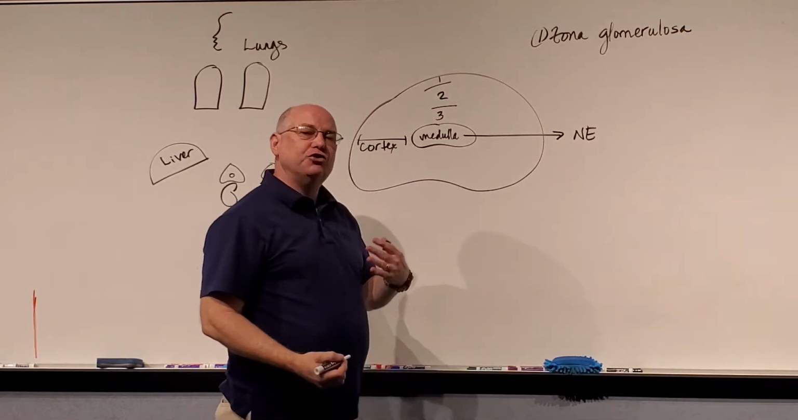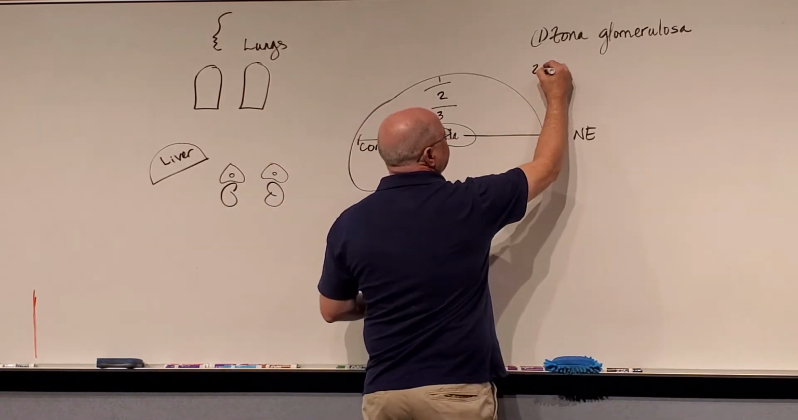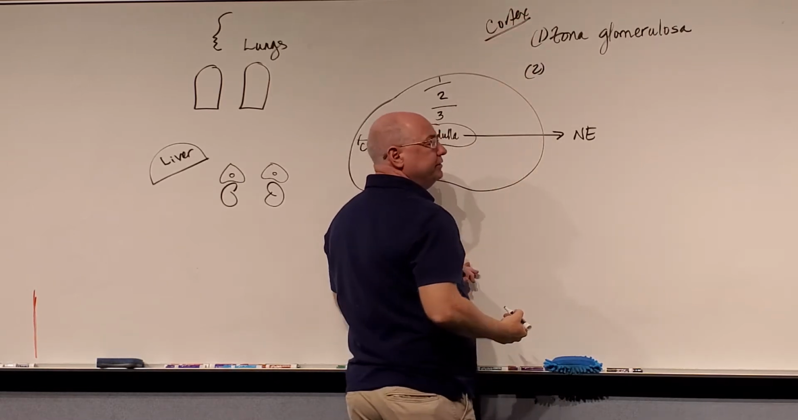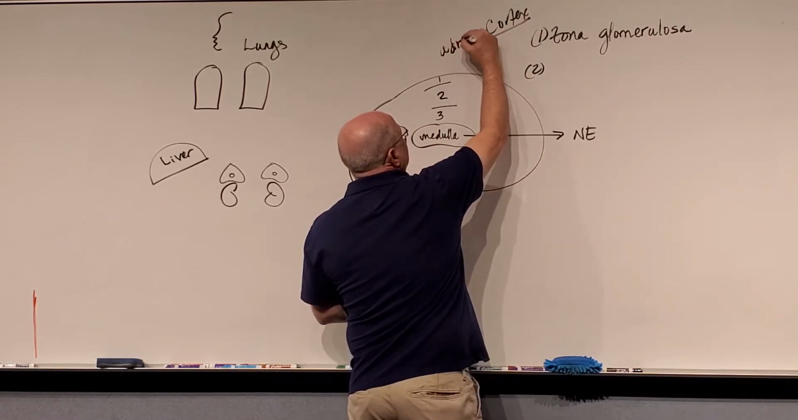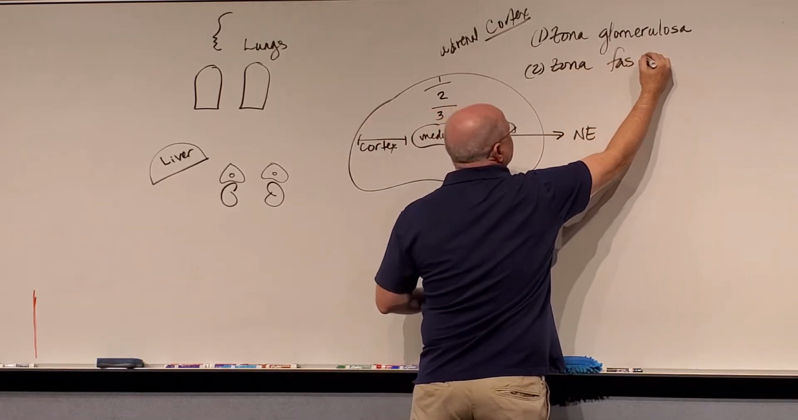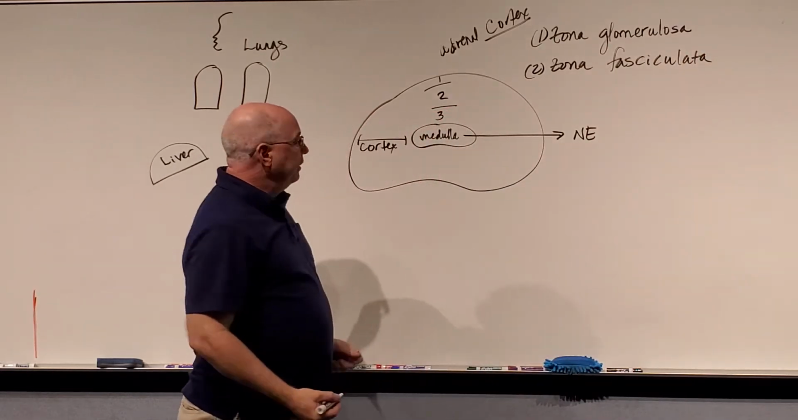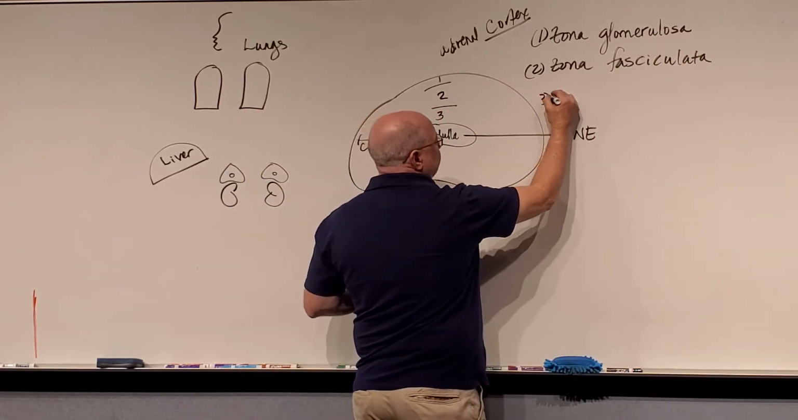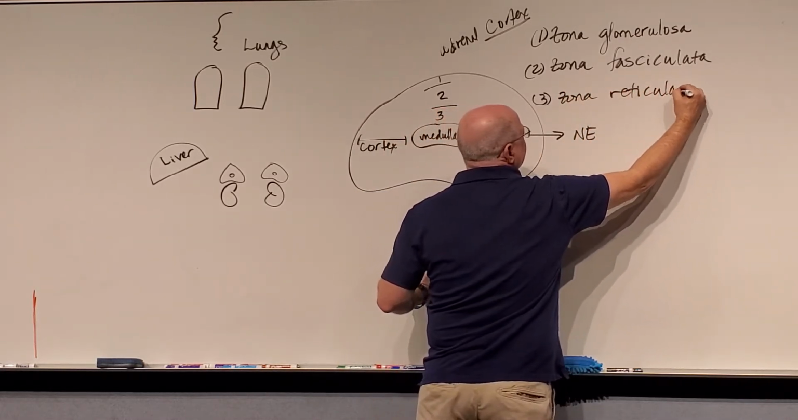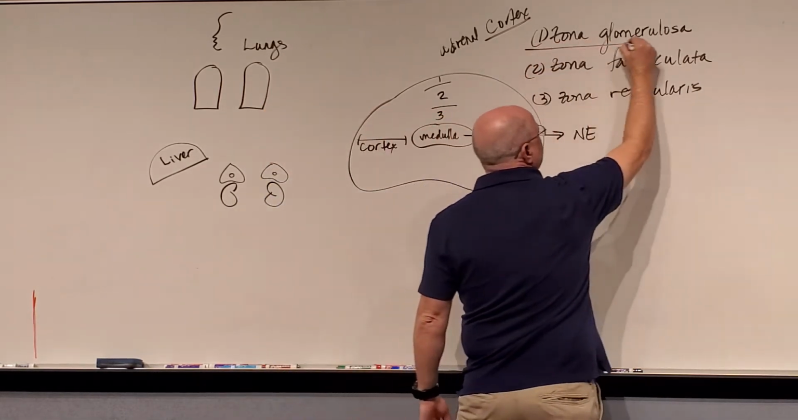Zona means zone of. It's the glomerular zone, or the zona glomerulosa. The second layer of the adrenal cortex is called the zona fasciculata. And the third layer of the adrenal cortex is called the zona reticularis. We're going to talk about the zona glomerulosa.